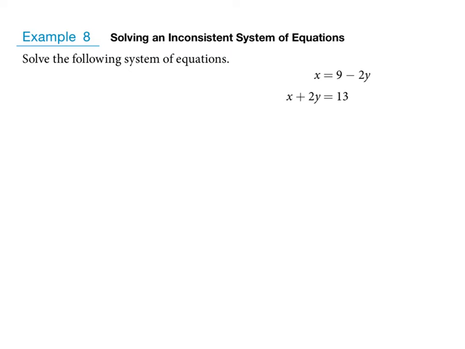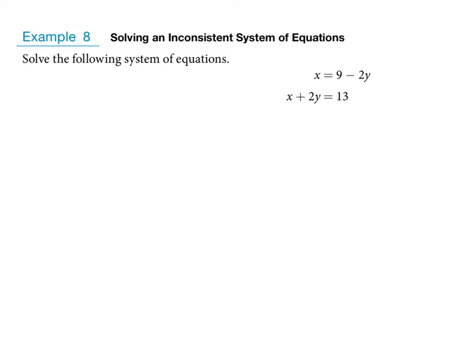What you're going to notice with either method is that the x's and y's both disappear. They both add out to 0, and we'll be left with two constants, one on either side of the equal sign. If those two constants are equal, then it's a dependent system, and we have infinitely many solutions. If the two constants are not equal, it is inconsistent, and we will have no solution.